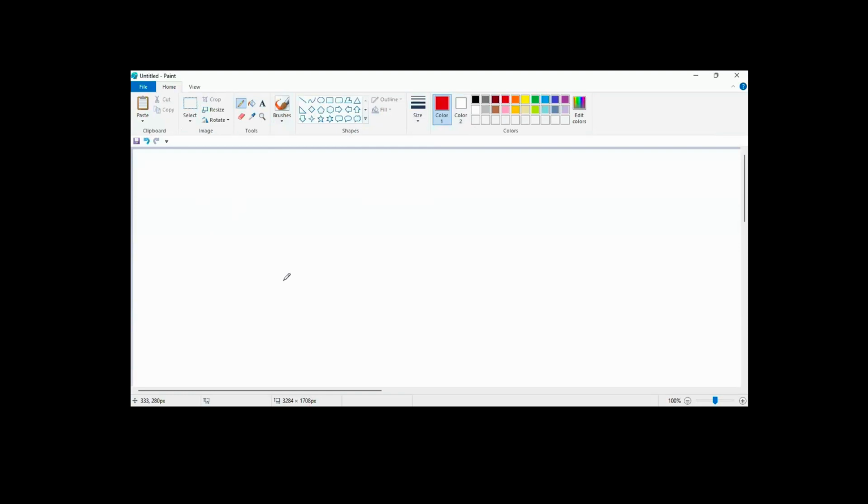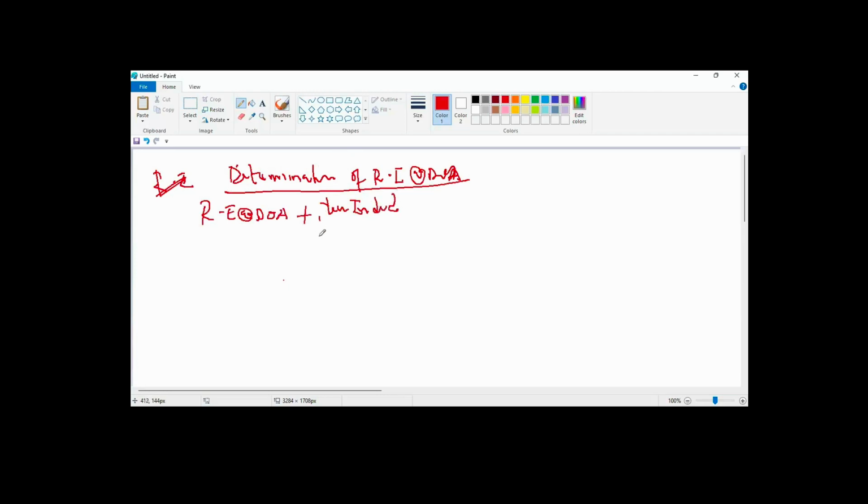It's okay. I need to determine my retained earnings at the date of acquisition. I will apply the formula: determination of retained earnings at DOA. Retained earnings at DOA plus year-ended profit or loss equals retained earnings at SOFP.